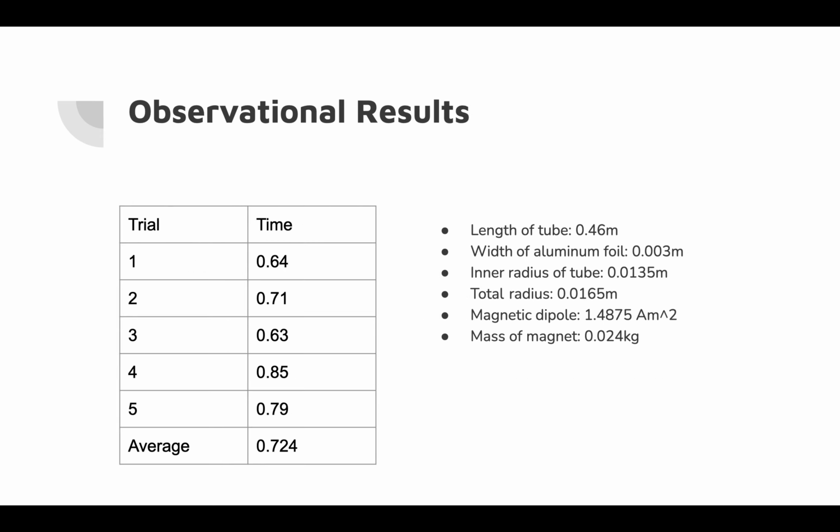Here are the observational results for dropping the magnet through the aluminum foil 5 times. On average, the magnet fell at a time of 0.724 seconds. The length of the tube was 0.46, the width was 0.003, the inner radius was 0.0135, the total radius was 0.0165, the magnetic dipole was 1.4875 amps squared, and the mass of the magnet was 0.024 kilograms.